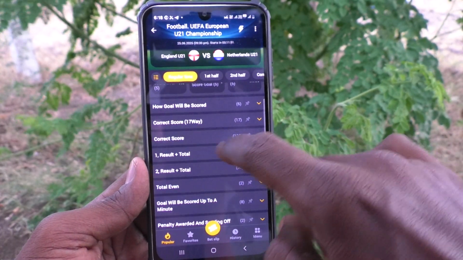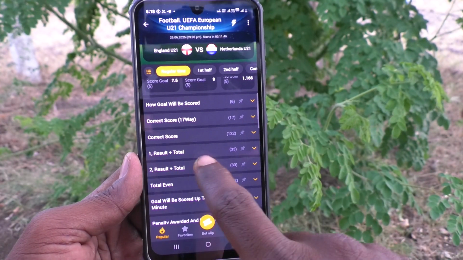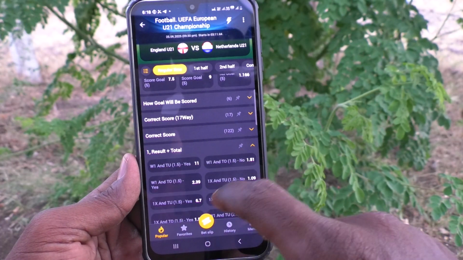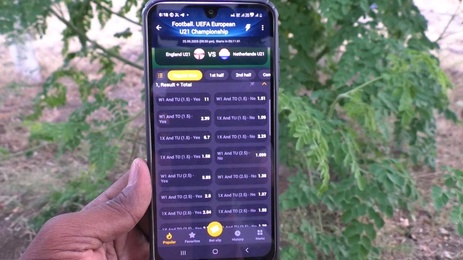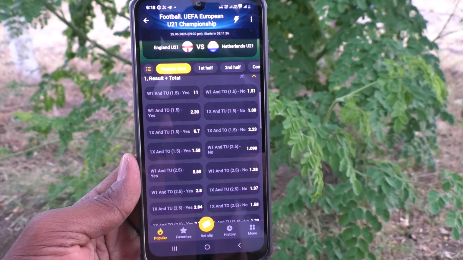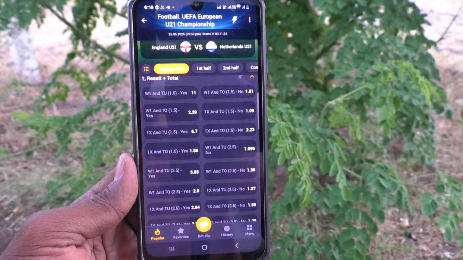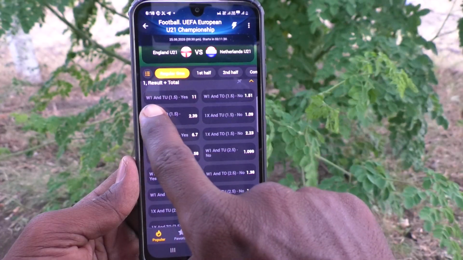See, if you scroll down, you will find that result plus total. Just if you click on that, there will be several options. So you must understand what is the exact terms of this.